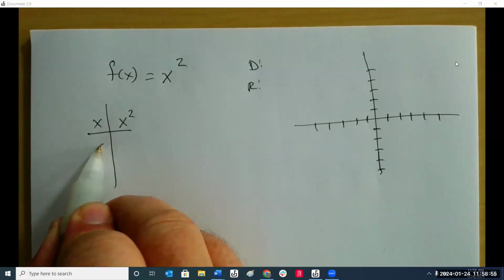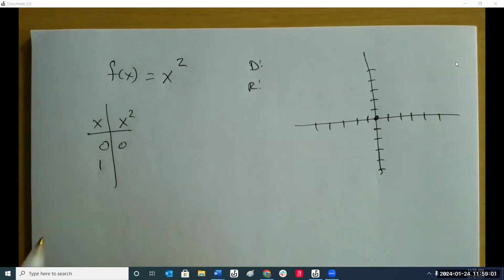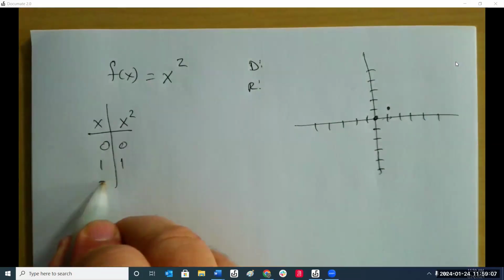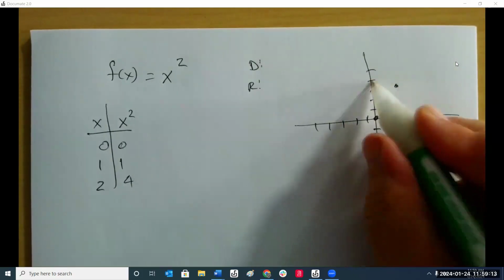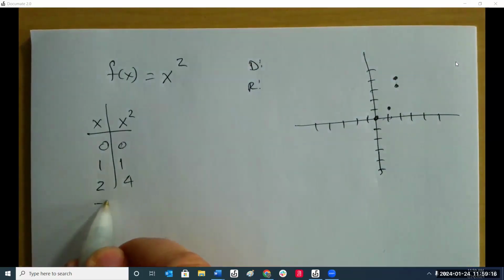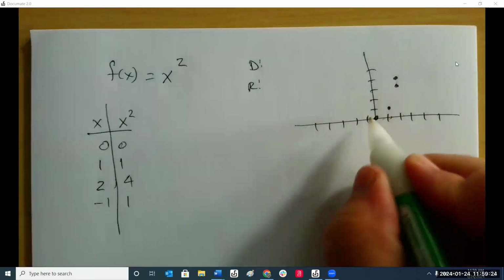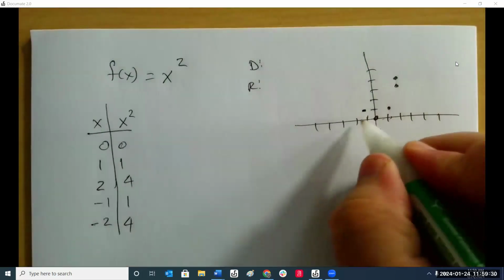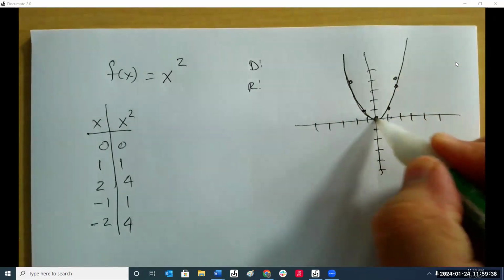Can x be 0? We get 0, so it goes through the origin. What if x is 1? What's y? When x is 2? When x is negative 1? There's negative 1 times negative 1. And when x is negative 2? Yeah, it's a parabola.